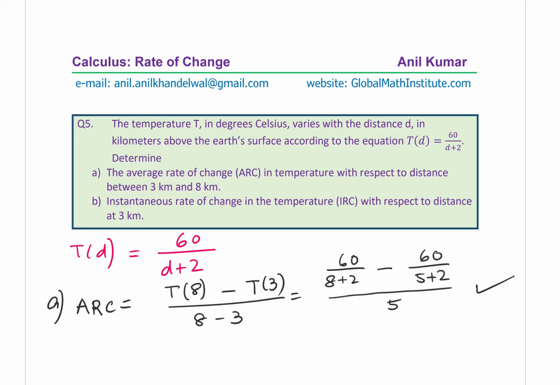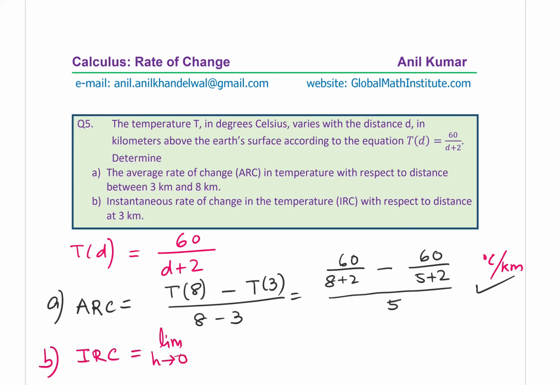So you can calculate this, but don't forget to write the units. Units are very important. It is degrees Celsius and per kilometer. So include the units, which is degrees Celsius per kilometer. Is that clear to you? Perfect. Now that is how you're going to do part A. Now as far as part B is concerned, you'll apply the instantaneous rate of change formula. So we'll write this as instantaneous rate of change, where the limit will be h approaches 0, correct?